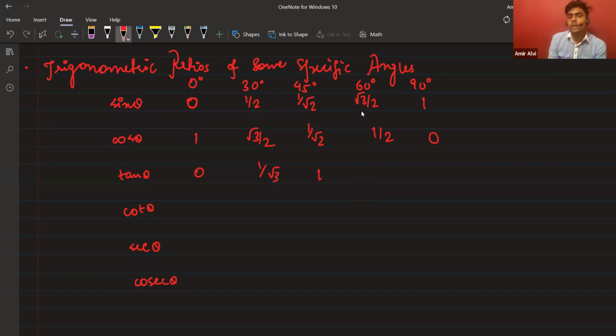Okay. Now, can you please tell me what will be the value of tan 60? Root 3 by 1 basically means root 3. Now, tell me what is the value of tan 90 degree? 0. No. 1 by 0 is what? Infinity, which is undefined. Okay, Adil? Undefined. Yes or no? Is it clear?